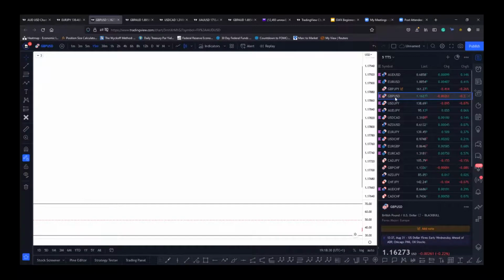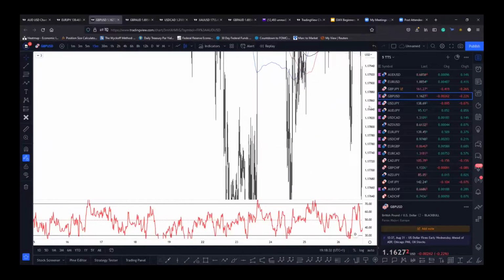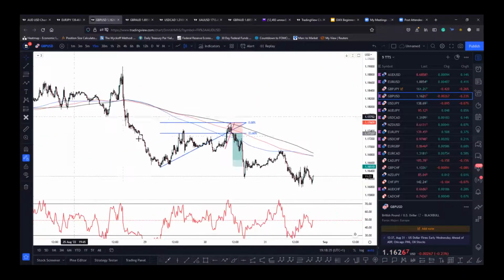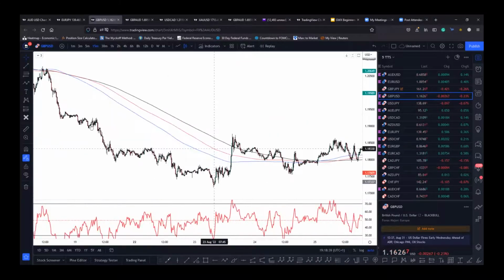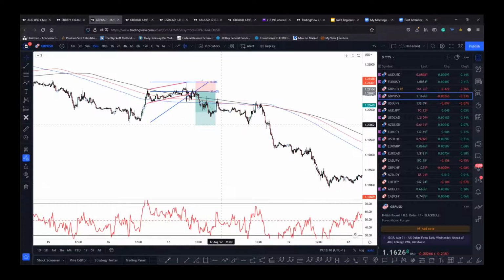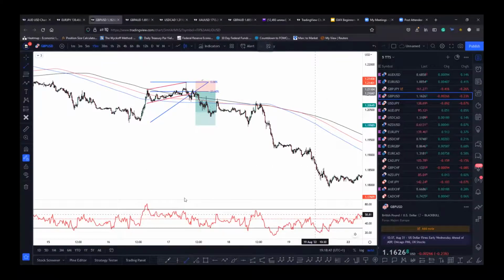But GBP/USD had some really good trades in August, right? And this was a trade here. You can see we already talked about this. That's the last trade this month. We also had another trade here. You can see the trend line, the divergence rather. So you can see the divergence there, right?